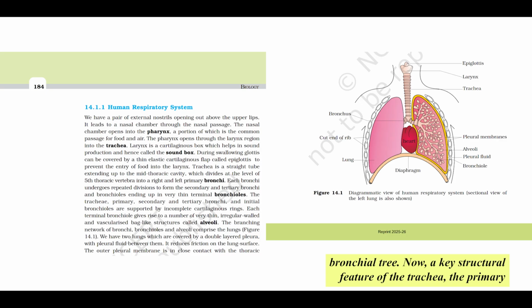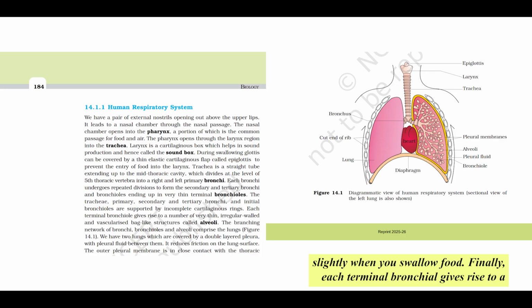Now, a key structural feature of the trachea, the primary, secondary, and tertiary bronchi, and even the initial bronchioles, is that they are supported by incomplete cartilaginous rings, C-shaped rings, essentially. These rings are vital. They prevent the airways from collapsing during breathing, keeping them open for air passage. Why incomplete? Why C-shaped? Open at the back. That's a clever design. It allows the esophagus, lying right behind the trachea, to expand slightly when you swallow food.